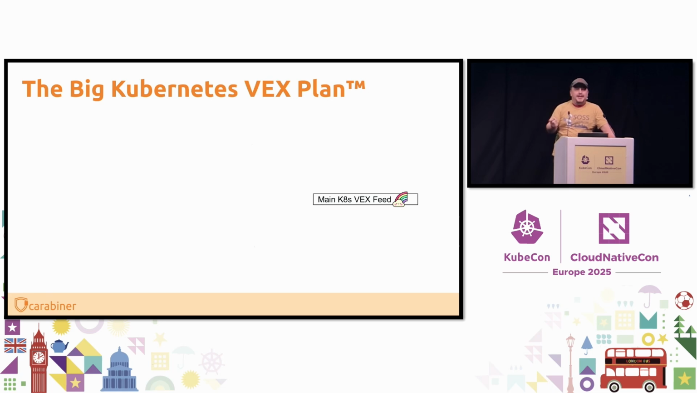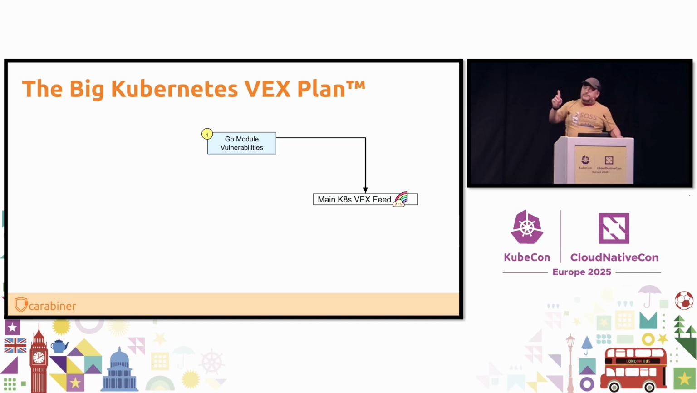And since I'm also one of the people working on VEX itself, it's really important that we are very strict on what we want VEX to do. So we were thinking, what does the perfect and most complete VEX possible look like for Kubernetes? So in the big Kubernetes VEX plan, we are planning on having one feed that is itself a mix of three different feeds. So the first one is VEX about vulnerabilities that show up in the Kubernetes dependencies.